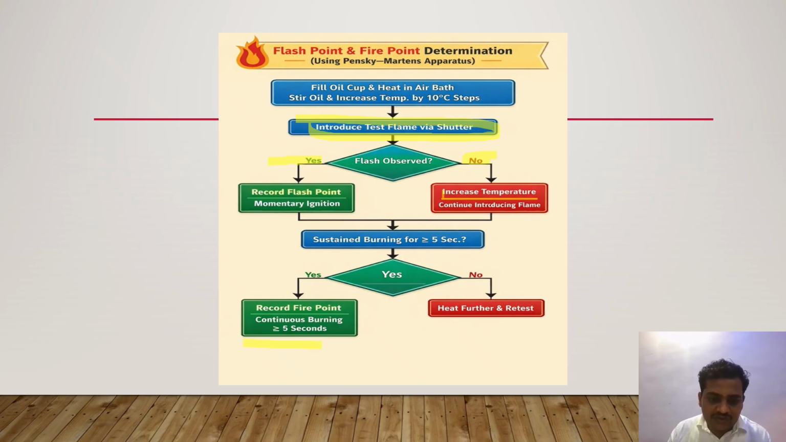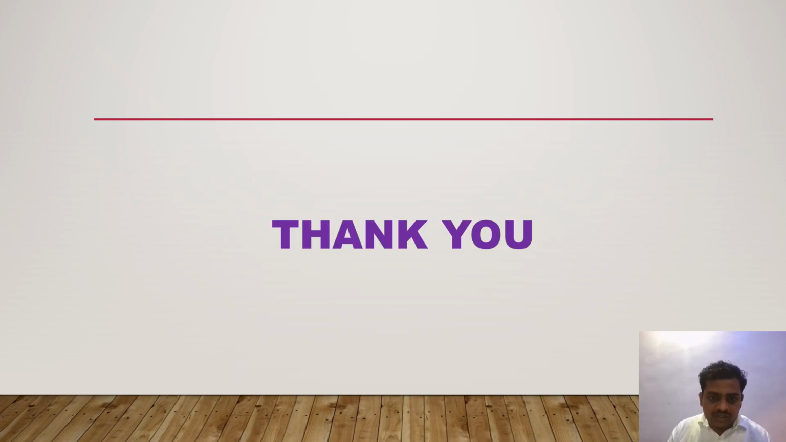Continuous burning for 5 seconds means that is the fire point. If it is not happening, you have to heat further and repeat, and finally you will get the fire point. So in this way, with the help of the Pensky-Martens apparatus, we can find the flash point and fire point. Thank you.